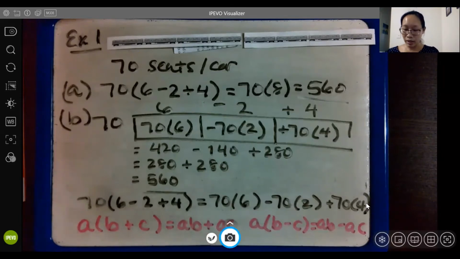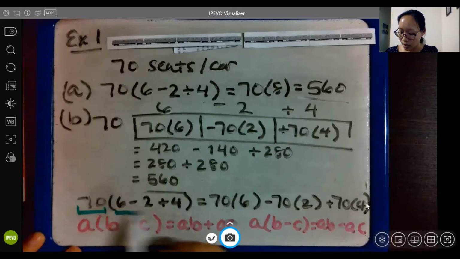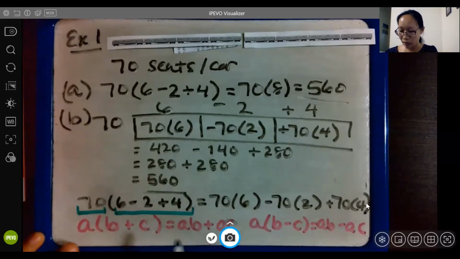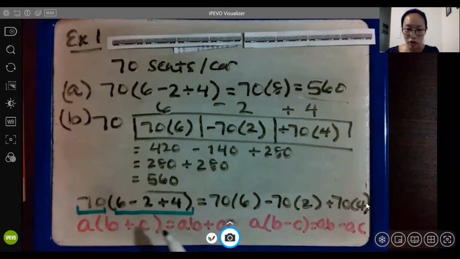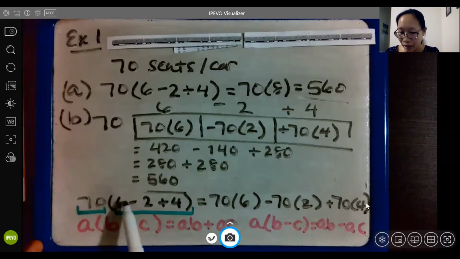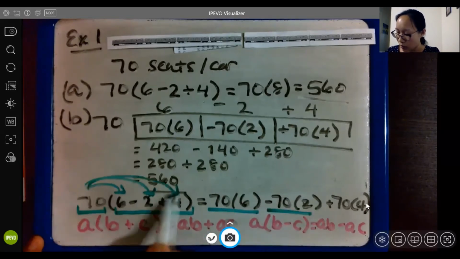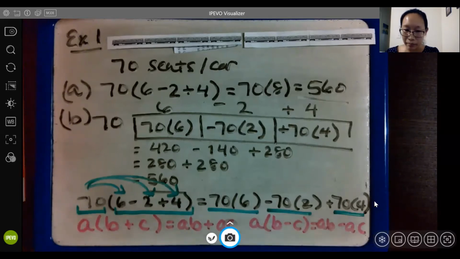So there's 2 things I want to draw your attention to. 1 is that we are multiplying 2 factors. We have this one on the outside, the number of seats, and then this one, the number of cars, which has some additions and subtraction in it. When we multiply, we're going to take the outside factor and multiply by everything inside the parentheses. So we have a 6, that means we're going to have a 70 times 6. We have a 2, we're going to have a 70 times 2. We have a 4, we're going to have a 70 times 4.